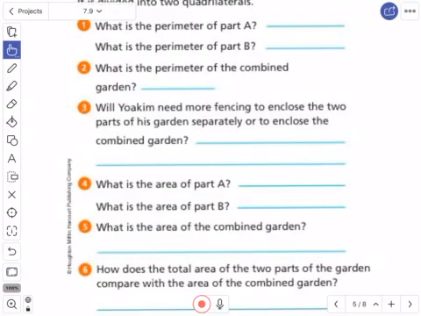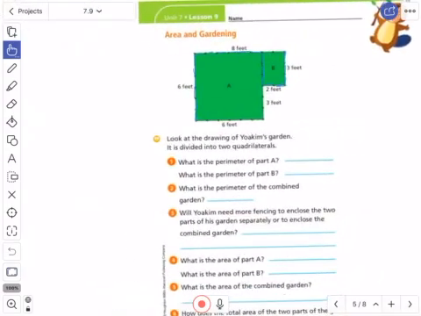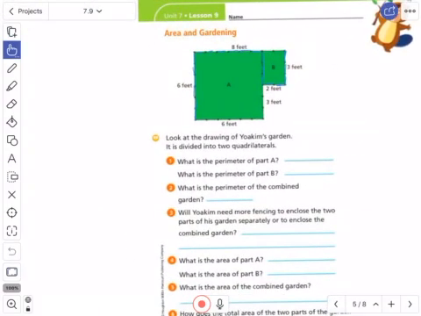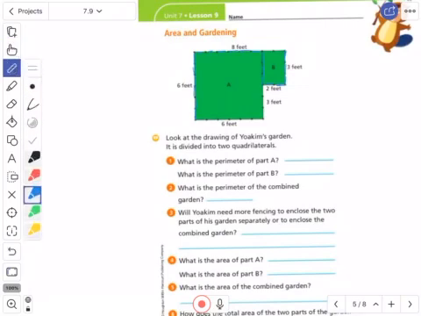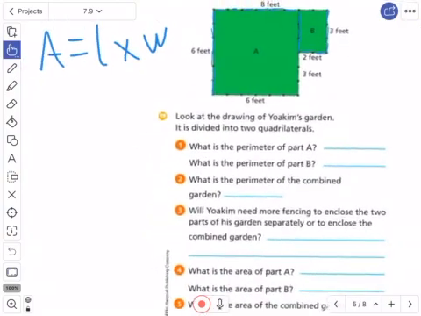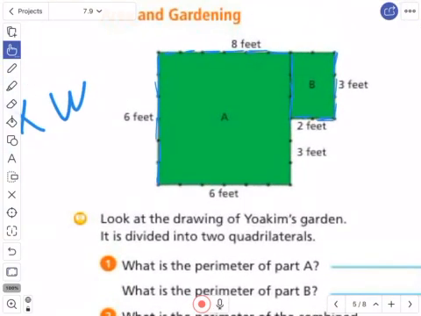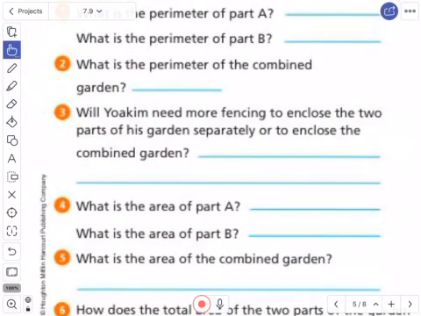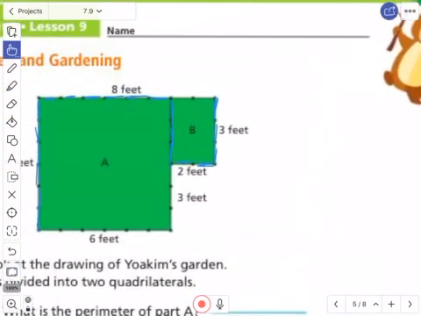Then you're going to do the area. Now, area, again, is how big is it on the outside? Or sorry, how big is it on the inside? And that's where you can use that formula. Area equals length times width. So thinking about that, for the area of A, I can just take one of these sides, like 6 times 6 equals, and then I'm going to do it for B.